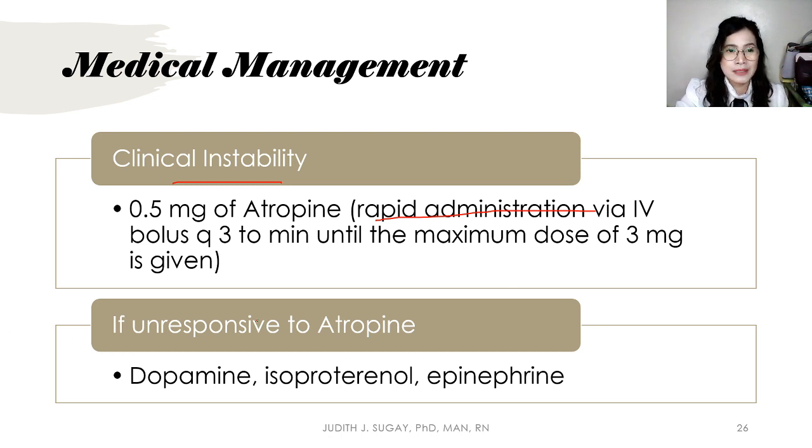Okay, if still unresponsive despite the administration of atropine, dopamine or isoproterenol or epinephrine can be given. So dopamine, again, is the second line drug for symptomatic bradycardia if atropine is not effective. And also epinephrine has equal effect to dopamine, as well as the isoproterenol.